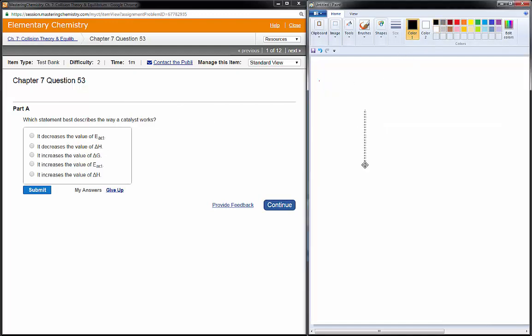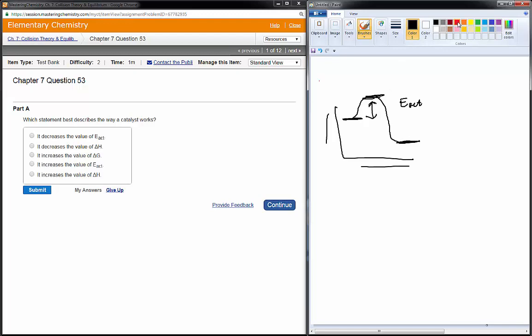So if you'll recall your energy diagram has energy on this axis and reaction on this axis. And you're going from reactant to product, and this piece here, that is your energy of activation. That's what it takes to get started on your reaction and to get to the product.